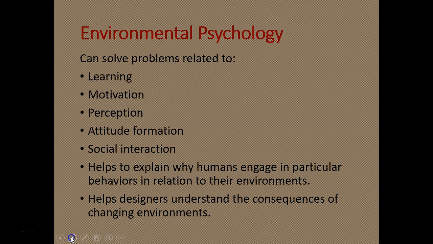These things help to explain why humans engage in particular behaviors in relationship to their environments. So you can see that we can't look at just one thing. We have to look at everything. Many times it's not even an environmental problem, it's an interpersonal relationship problem that is causing distress in people. It may not be the environment, but we still have to look at everything.